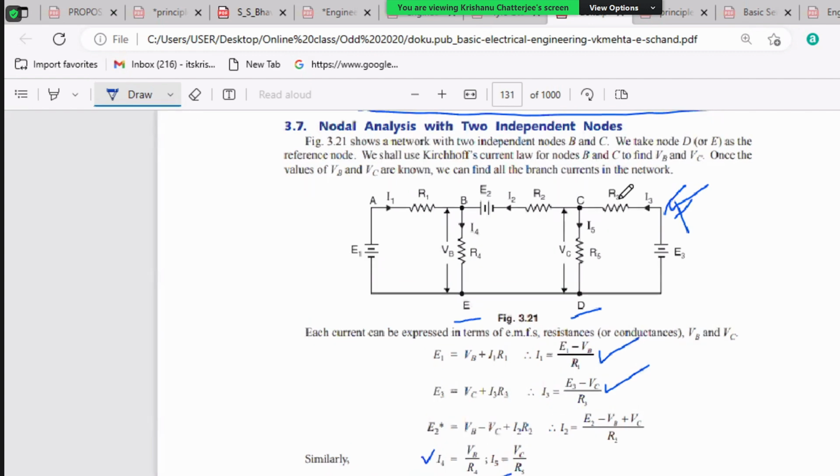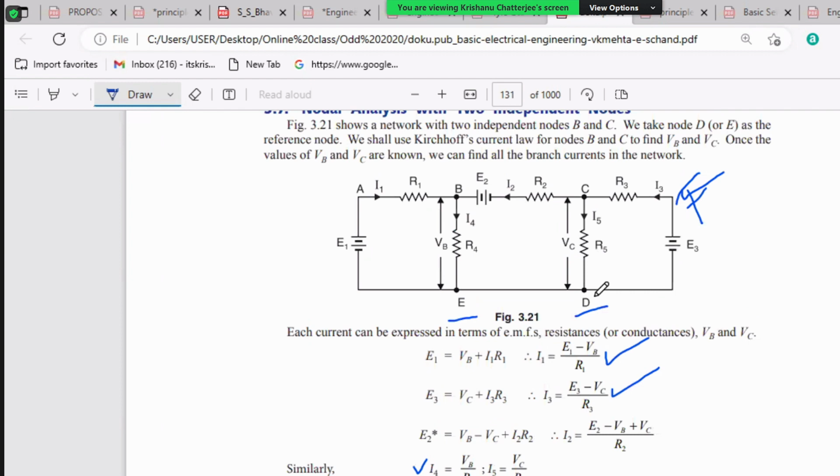And then come to I5. D is the reference potential, so VC by R5 is I5. Last, come to I2. It would be easy if there were no sources over there, but one source is present over here, right? And we have assumed the direction of the current to be like this. Which way? This way.